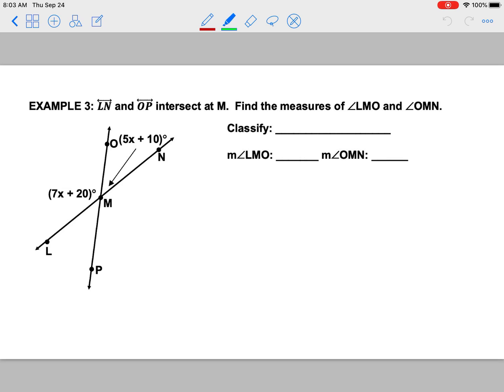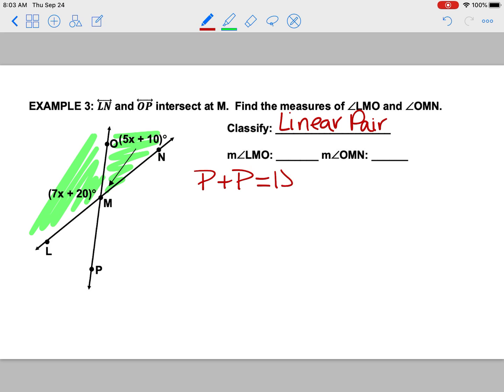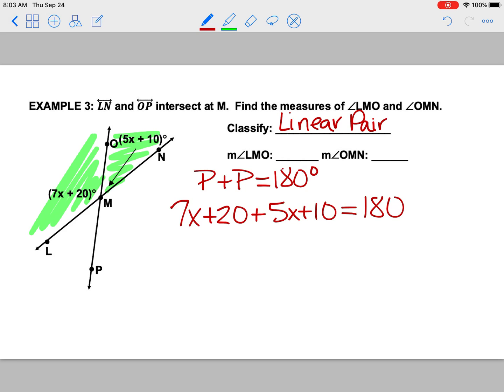Next one, go ahead and shade. We can see that our shadings are adjacent, making this a linear pair. And if we have a linear pair, we automatically write down the equation, part plus part equals 180 degrees. So plug in both your parts, 7x plus 20 plus 5x plus 10 equals 180 degrees. Let's combine our like terms. We have 12 x's. We have a 20 and a 10. And that gives us 30.